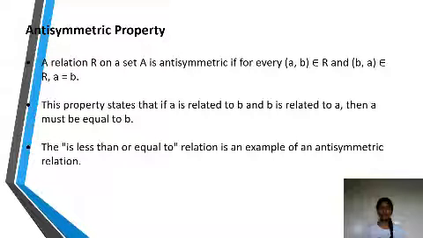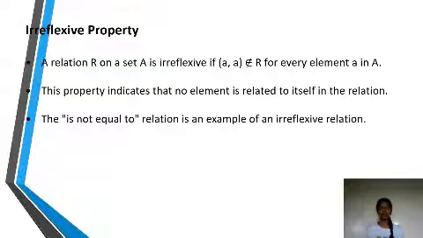The difference between symmetric and antisymmetric property is: in symmetric, the property states that if a is related to b, then b is related to a. But in antisymmetric property, if a is related to b and b is related to a, then a must be equal to b. Okay.